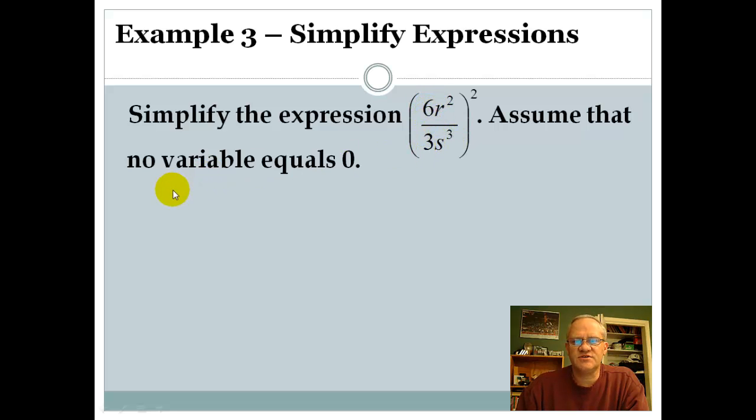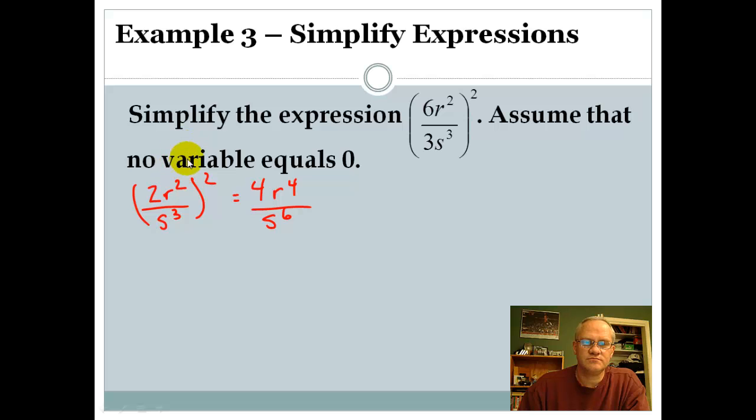I'm going to do 6 divided by 3 is 2, and that's 2 on the top. So it's really like 2r squared over s to the third. Once I simplify the 6 and the 3, the whole thing is squared. Now I can take each part on top. I can do 2 squared, which is 4. R squared squared, which is r to the fourth. And then down here, s to the third squared is s to the sixth. Okay? So 4r to the fourth and s to the sixth.